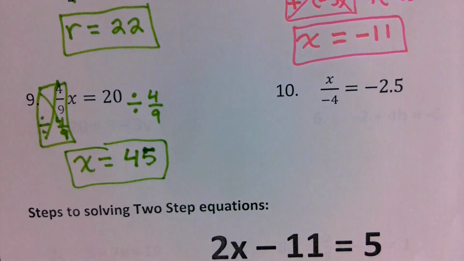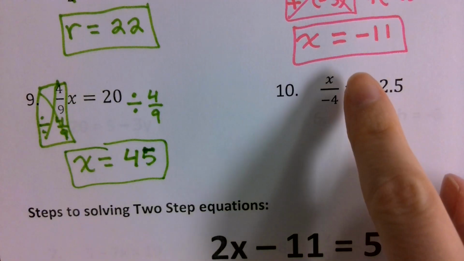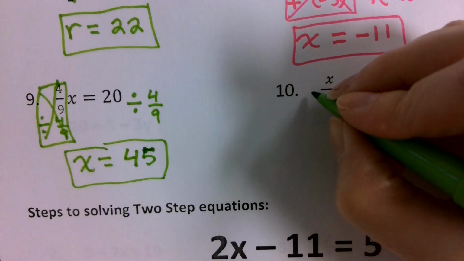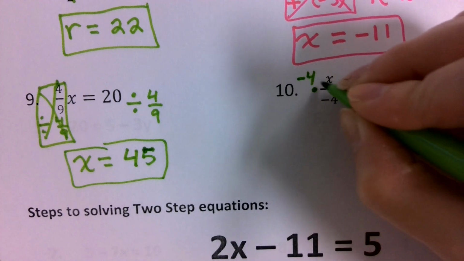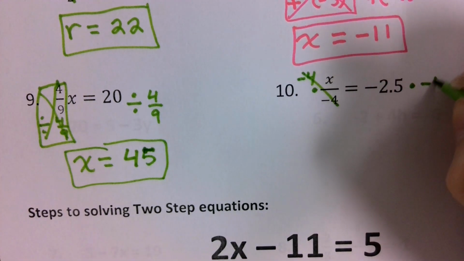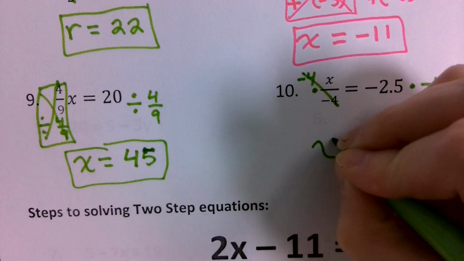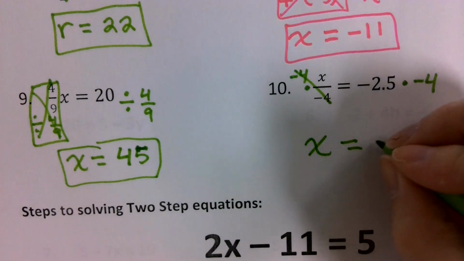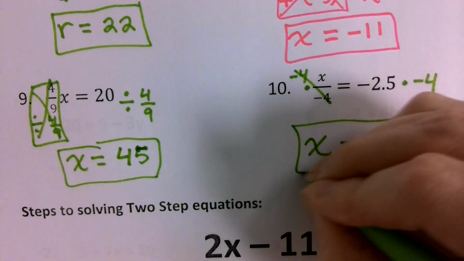And then problem number 10, we've got x over negative 4. X over negative 4 is division, so therefore we're going to use multiplication. We're going to multiply both sides by negative 4. So that means negative 2.5 times the negative 4 is going to come out to a positive, and we're going to get a positive 10.